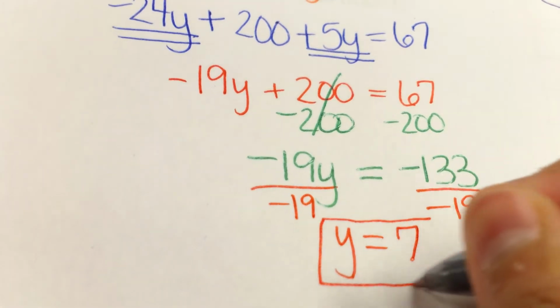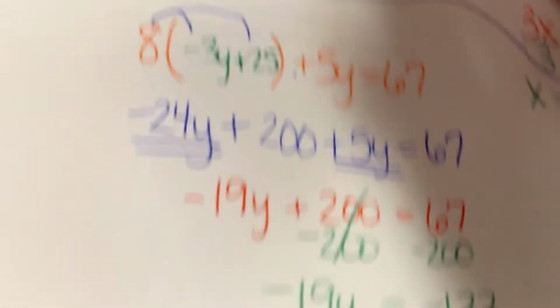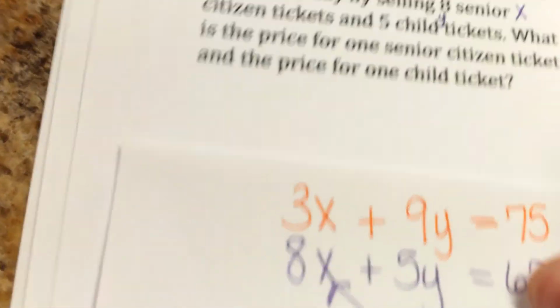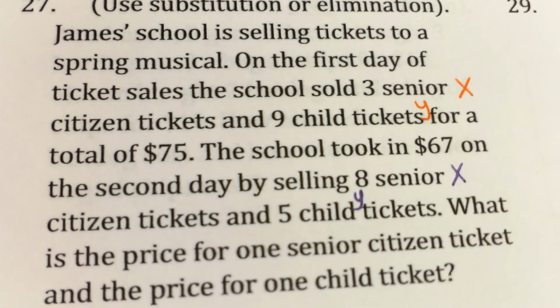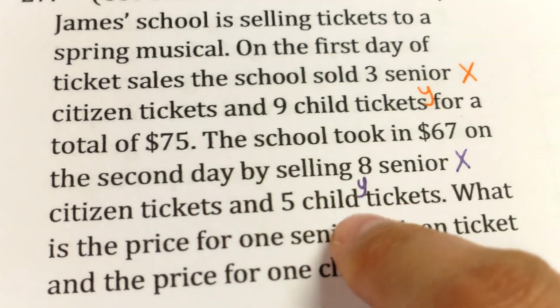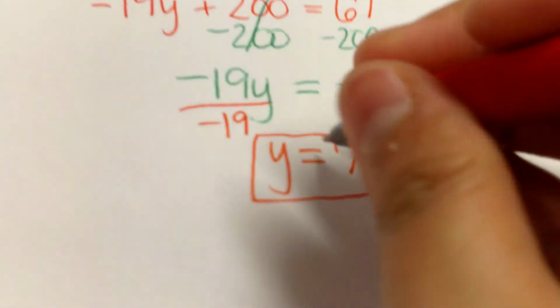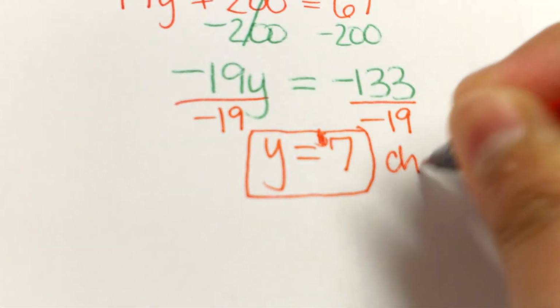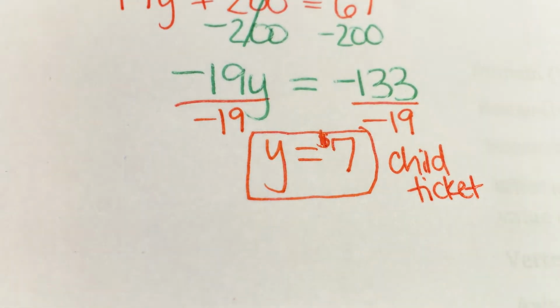So what did we just find? We found what y is. What did we say y stood for? The price of the child ticket. So that means each child ticket costs $7. That's for the child. For one ticket, it is $7.